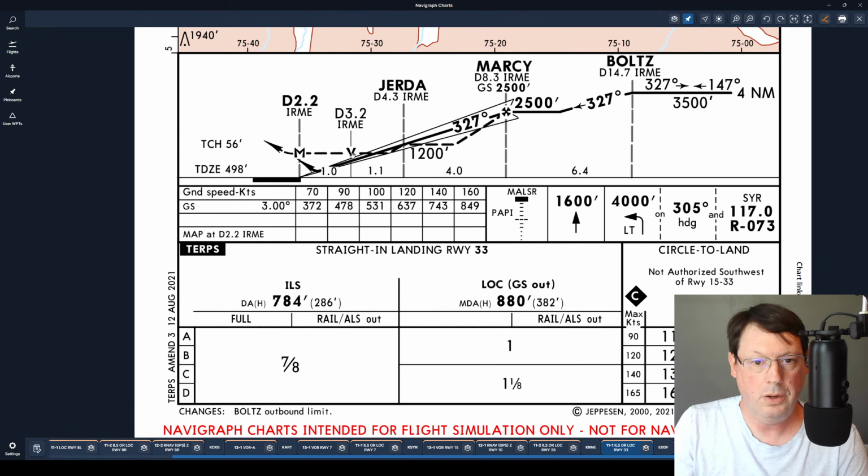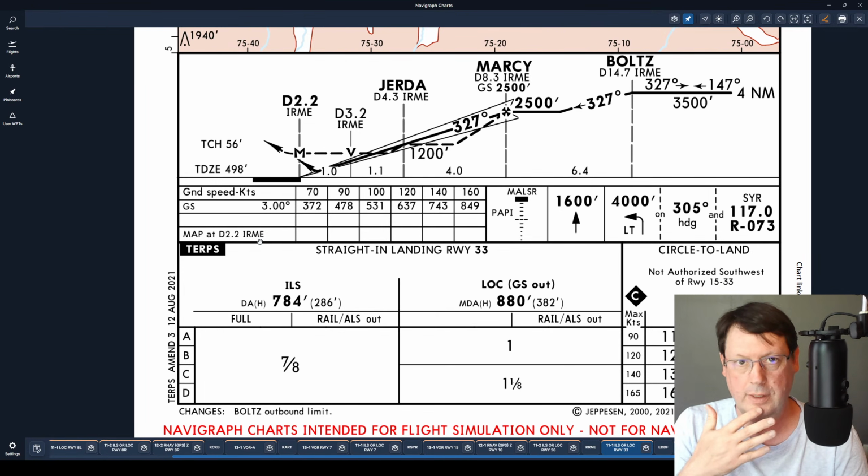And then you fly along at 327 degrees, 880 feet, until you either see the runway or the runway environment, as they say, or you don't, and you hit this D2.2 IRME, and you have to go missed, and that's what this M is. And you can see down here, this is something that they've added to the JEP charts in the last few years, which I think is really, really helpful. MAP at D2.2 IRME. So that's the missed approach point.